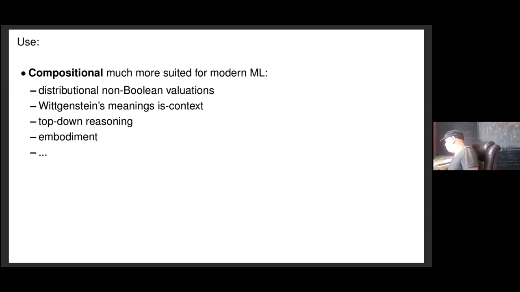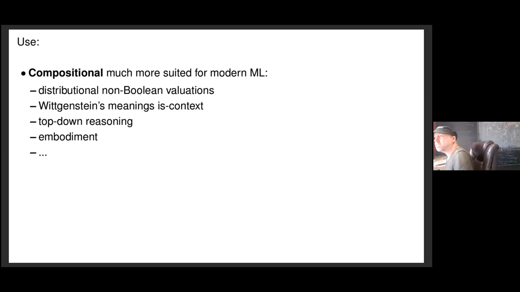And one important thing for me now is that this compositional logic seems to be much more suited for machine learning. You maybe know that there is a tension within machine learning, whether the old methods, which they called good old fashioned AI methods, are actually of any relevance in modern day machine learning AI, because propositional structures don't seem to fit very well with the non-Boolean valuations which we find in machine learning, distributional, non-Boolean valuations.